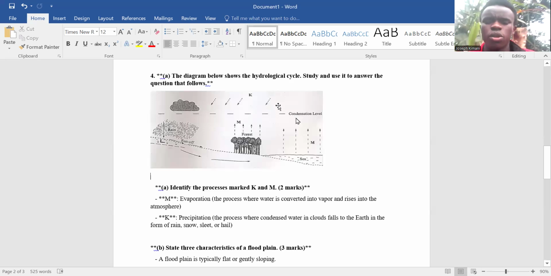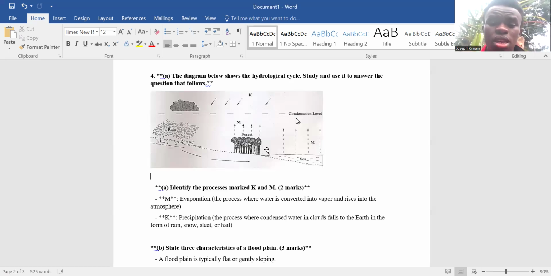So M is evaporation here. You can see that moisture is moving up into the atmosphere. After being heated by the sun, water reaches its latent heat of vaporization, then it will be evaporating. So this is for M. That's evaporation, the process by which water is converted into vapor and rises into the atmosphere.